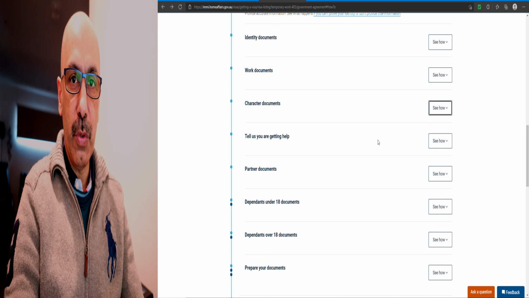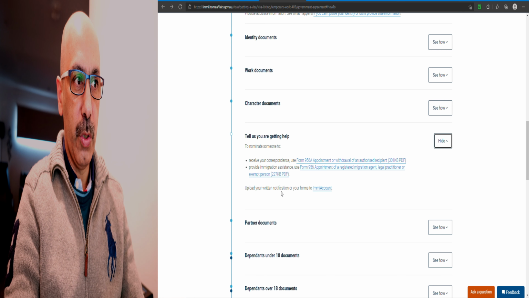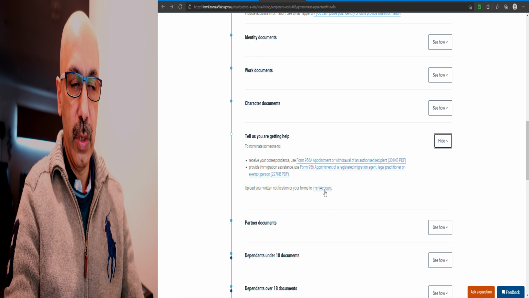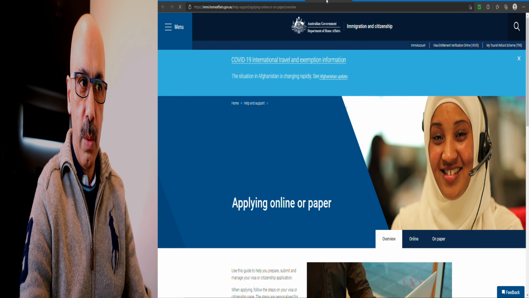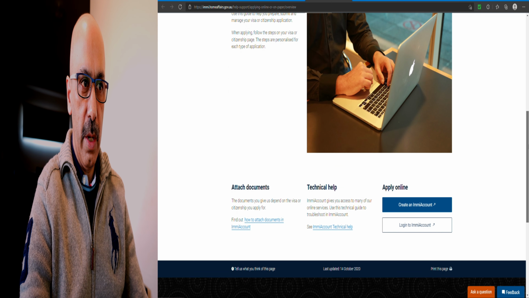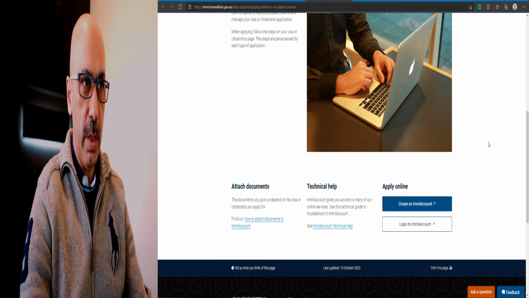Telling us you are getting help. So I've spoken to you about this before. Upload your written notification or your form to IMI account. So IMI account is actually the page where you need to register and apply for this visa. And here, upload your written notification or your forms to IMI account. So IMI account, I have not spoken to you about this before. Let's have a look what IMI account is.